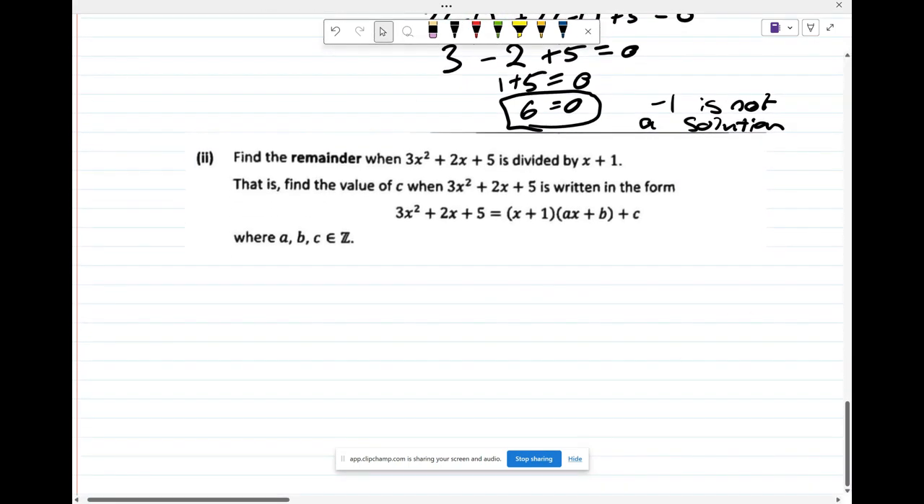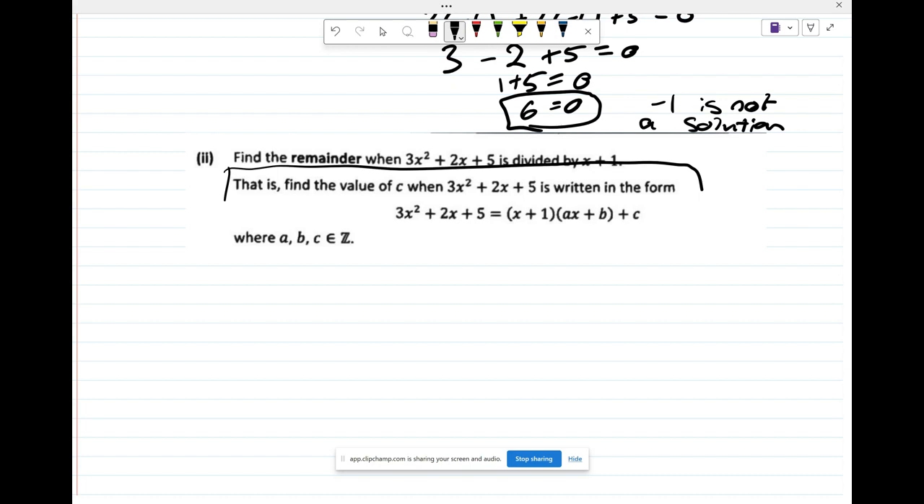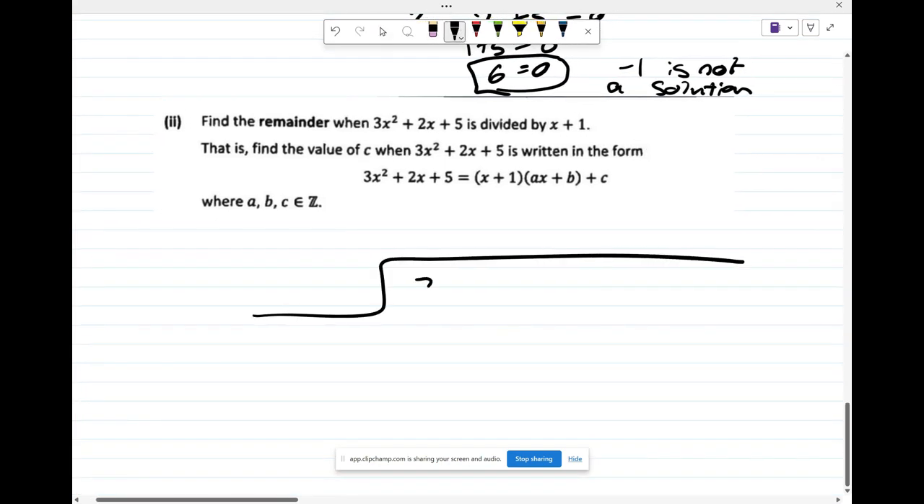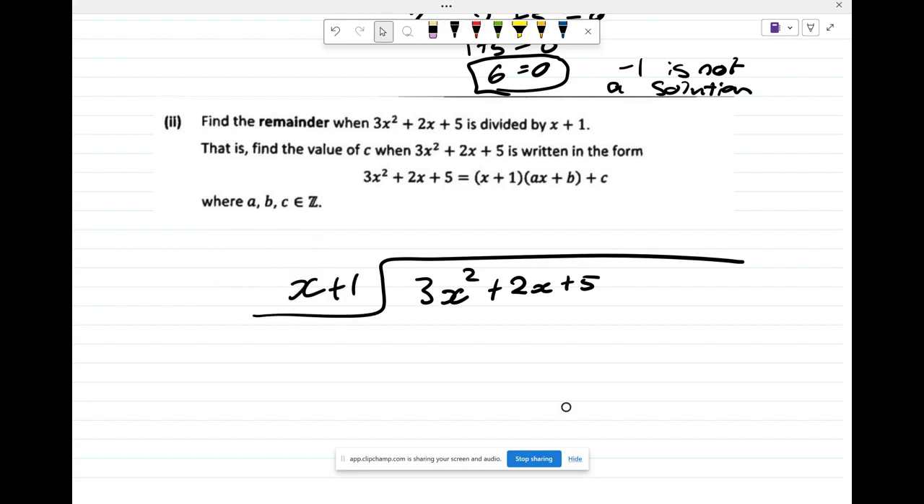Great. Okay, so the next one says, find the remainder when 3x squared plus 2x plus 5 is divided by x plus 1. And all this here is basically just explaining what that means when you divide x plus 1 into 3x squared plus 2x plus 5. Okay, so we're going to divide x plus 1 into 3x squared plus 2x plus 5. And at each step of this, it's going to be the exact same procedure.